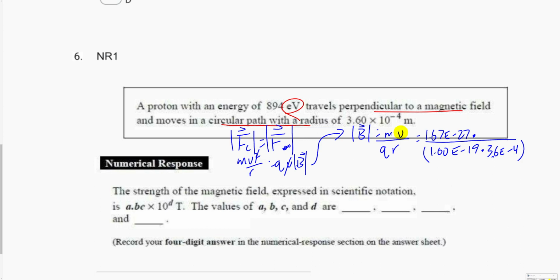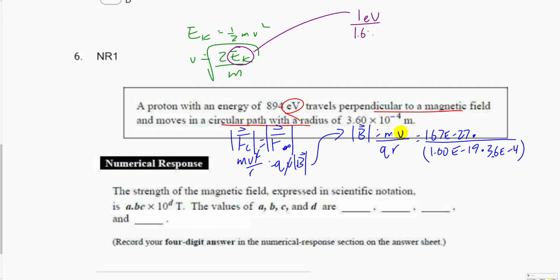So let's solve for the speed using kinetic energy. 2 goes up by multiplying, 2Ek over the mass, and I'm going to square root that. But my problem here now is that I don't know what kinetic energy is in joules. So this is where I do that: 1 eV over 1.6 times 10 to the minus 19 joules equals 894 eV over X joules.